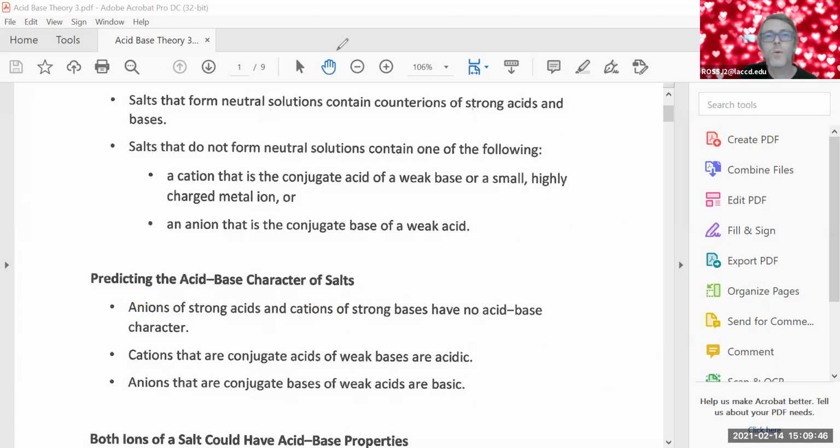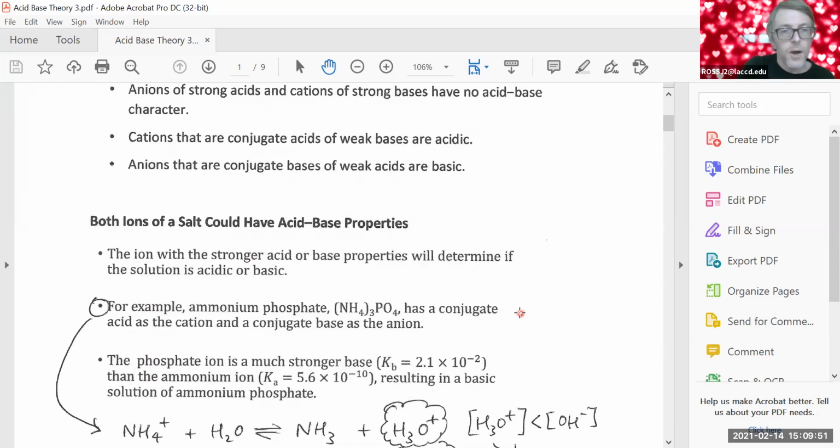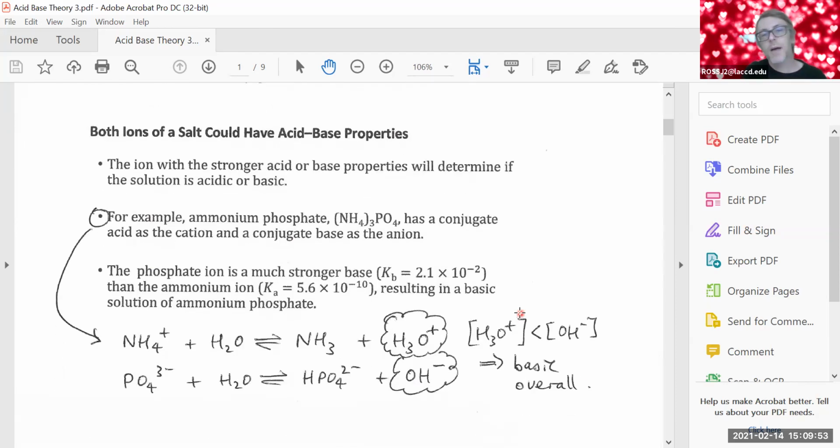Okay, let's scroll. Both ions of a salt could have acid-base properties. So here's a nice example: ammonium phosphate. When you have these polyatomic ions, you can look at each ion sequentially. And we can see here, if I use my pointer, that if we look at the ammonium ion separately, ammonium itself has its own equilibrium state. So ammonium plus water gives ammonia and hydronium.